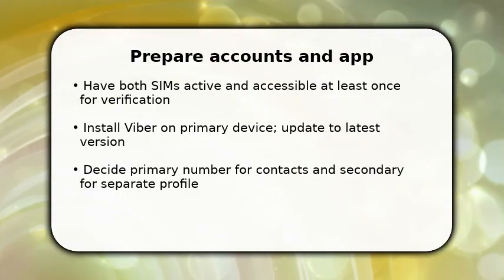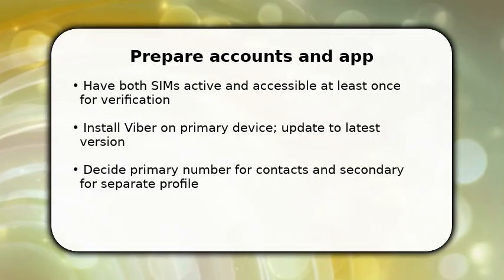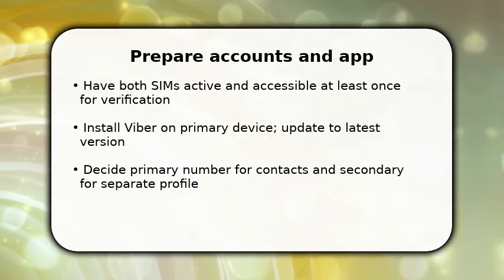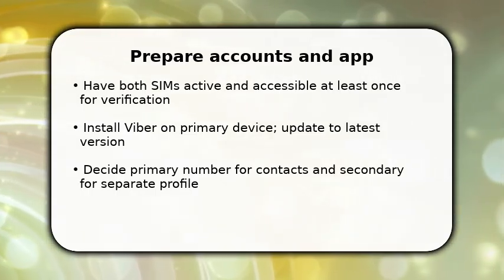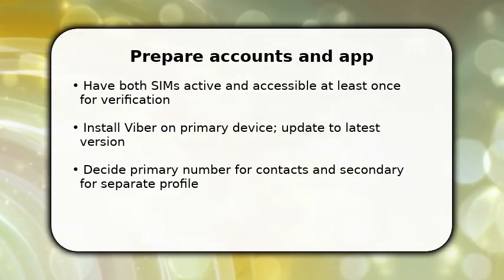You begin by preparing both numbers and Viber. Insert or keep both SIMs where you can receive SMS or calls. Viber needs one for initial verification. Once done, open Viber and sign in with your primary number. This creates your main Viber profile and contacts sync.